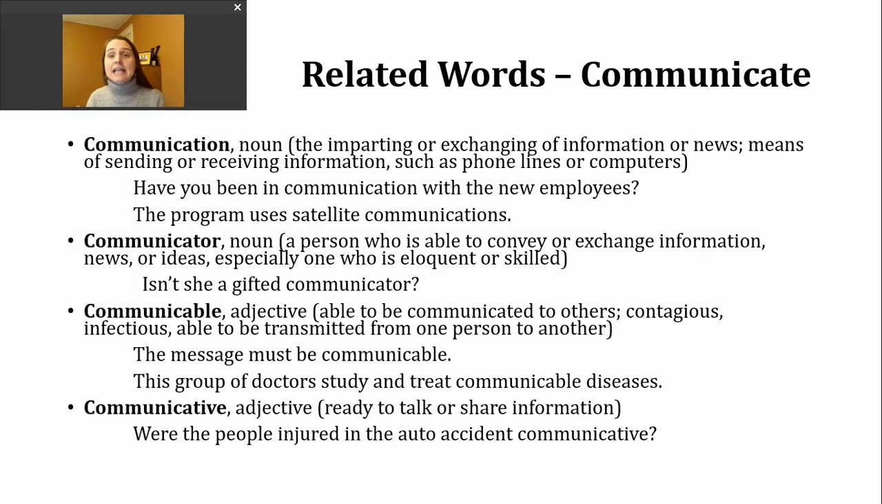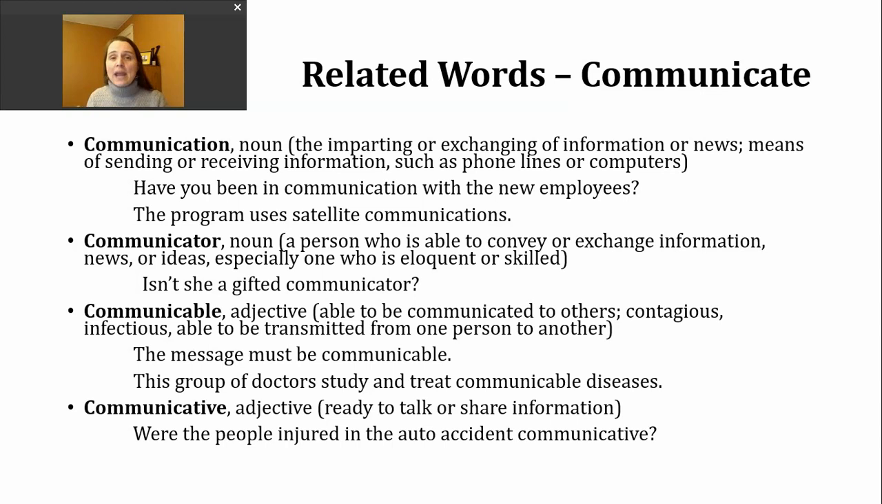Now, let's take a look at some words that are related to our verb communicate. The first word we're going to look at is the noun communication. This noun can have different meanings, just like our verb can. One possible way to use the noun communication is to mean the sharing or imparting or exchanging of information or news. Here is an example of that usage. Have you been in communication with the new employees? We're kind of asking, have you been sharing information?